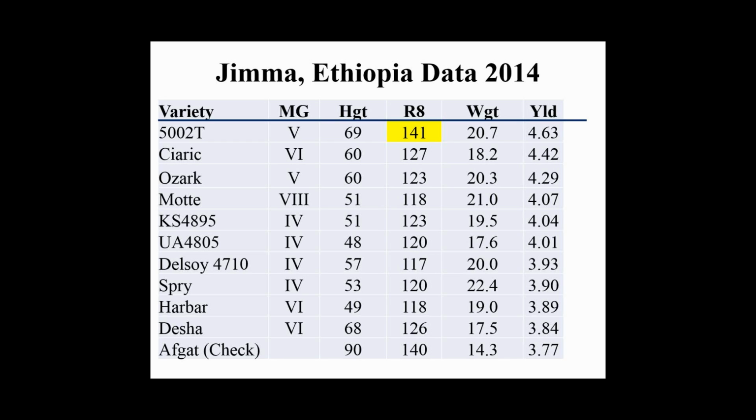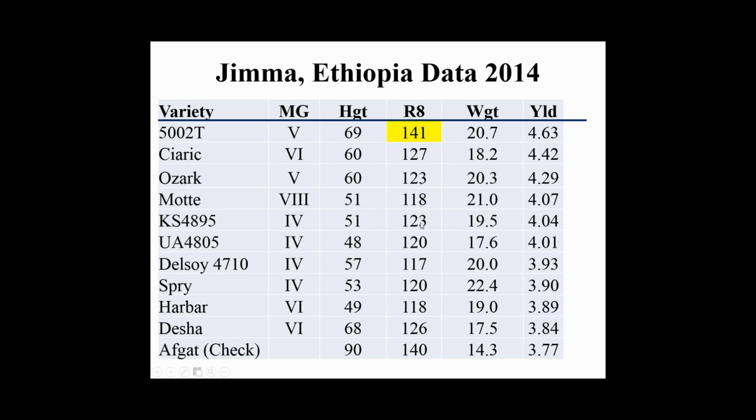If you look at heights, most of these are much shorter than we would like. There are only 2, 5002T and Desha, close to 70 centimeters. Most of the others are certainly shorter than I would like to see in varieties. The R8s, with 5002T, I've highlighted that. I think that's an error. I was hoping to get that corrected with the bush between the time I got the data and this morning, and I didn't get back from him. But I was there, and I'm sure that this was mature before then.